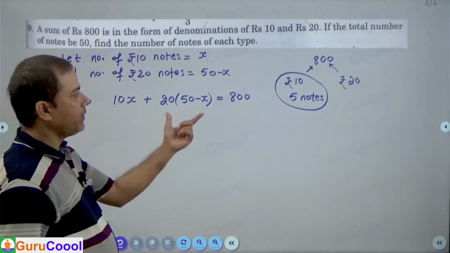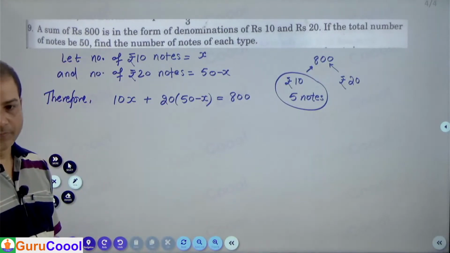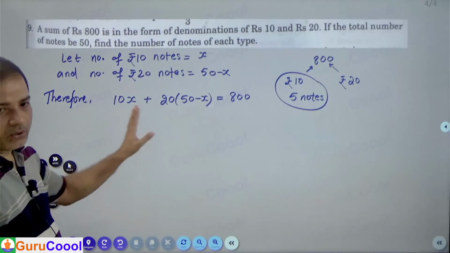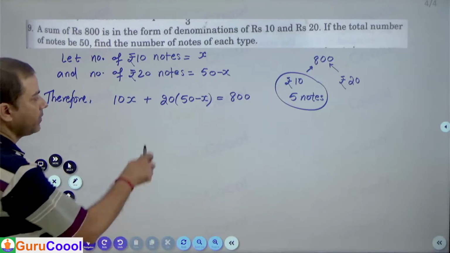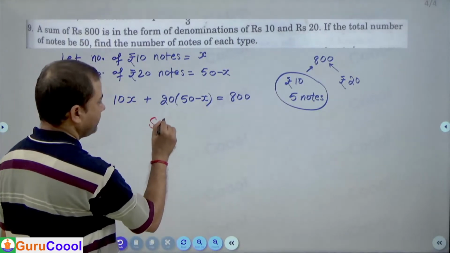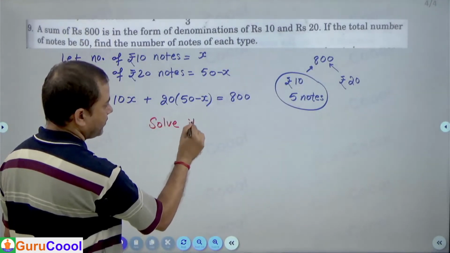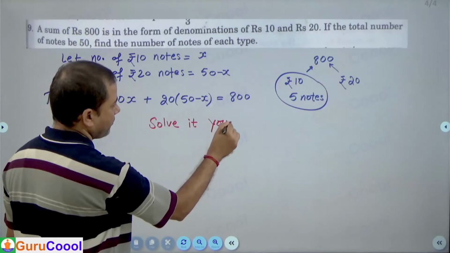Now we have to solve it, and it is done. So I am not going to solve it. I think you can do it yourself. Solve it yourself.